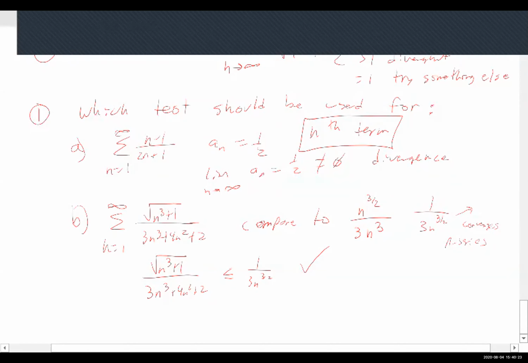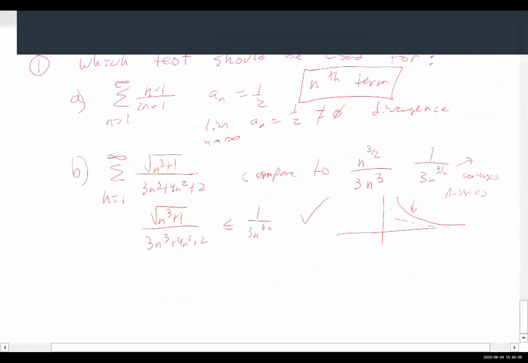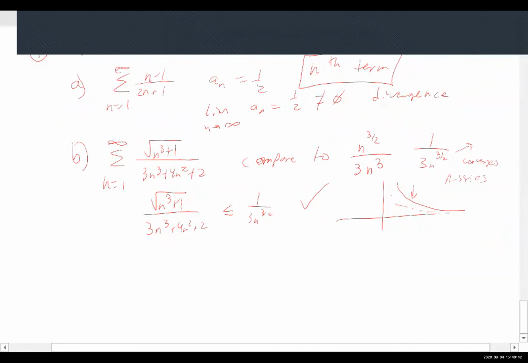Good. Okay, if we can bound it by something above that we already know converges, then we're good. So it was comparison test to a P series. So it's kind of two in one there. Okay, so that thing, yes. Okay, comparison test. Okay, number C, letter C.